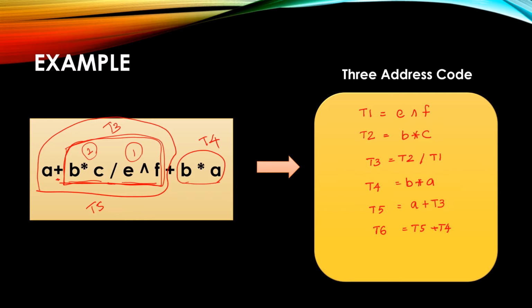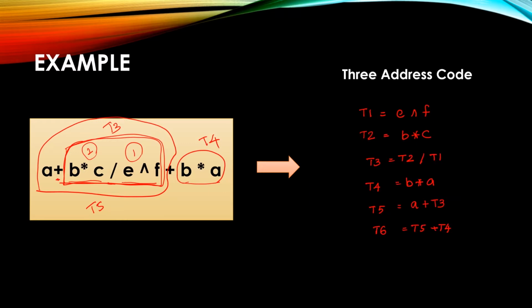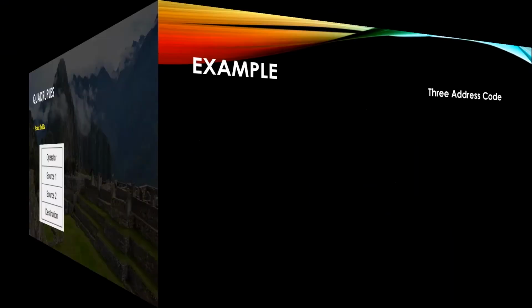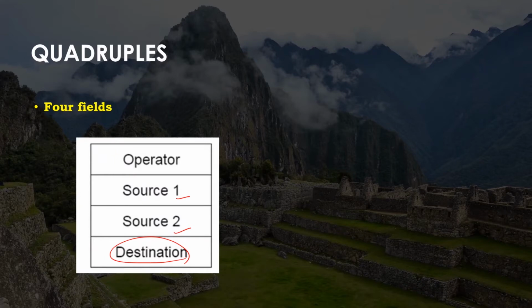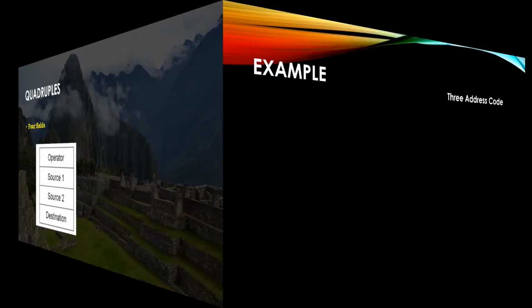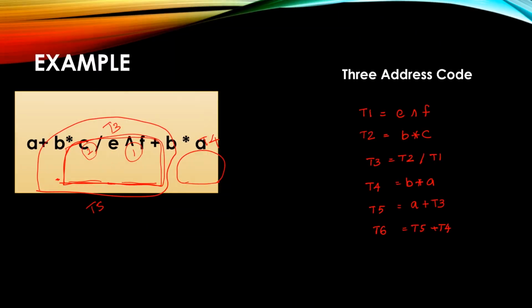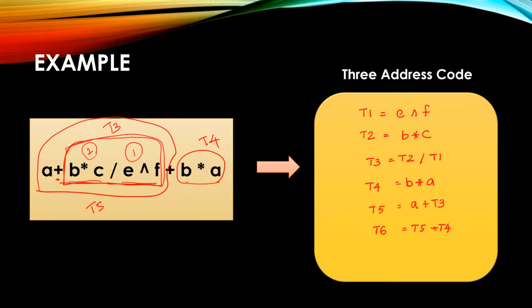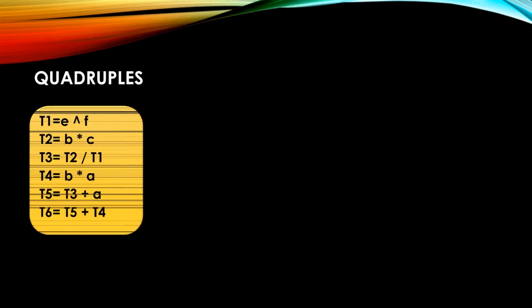After generating the 3 address code, we have to represent it in quadruple form. As told before, in a quadruple representation we have 4 fields: an operator field, then the source 1 field, the source 2 field and the destination field. So you have to form a quadruple representation for this 3 address code.